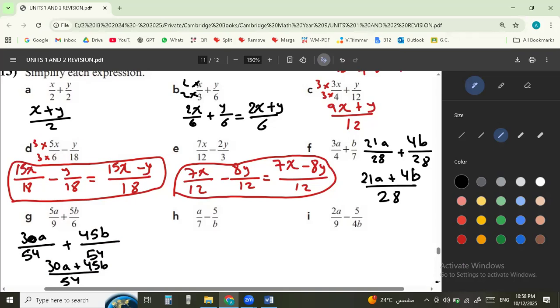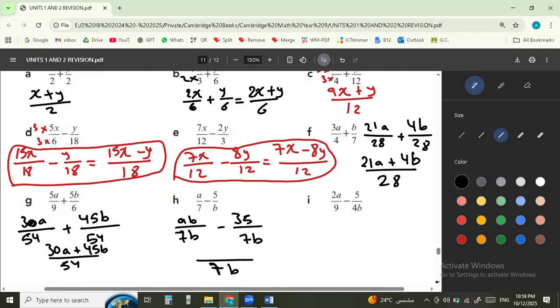Next, multiply by b, multiply by 7. By b here is ab over 7b minus, multiply here by 7, 7b here, by 7 up, 35. So the new denominator is 7b. ab minus 35 remains ab minus 35.